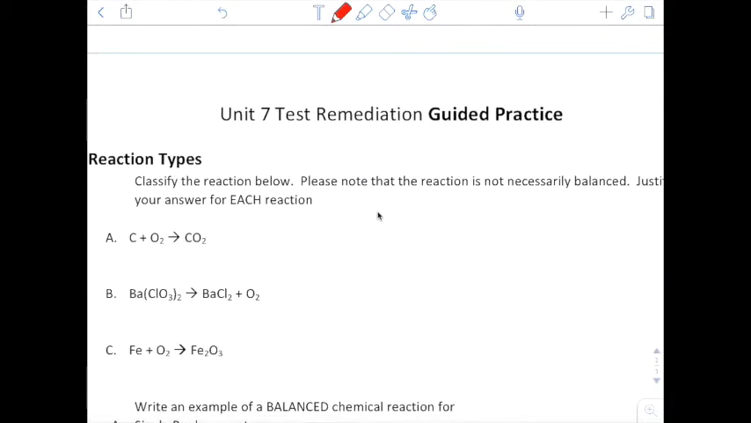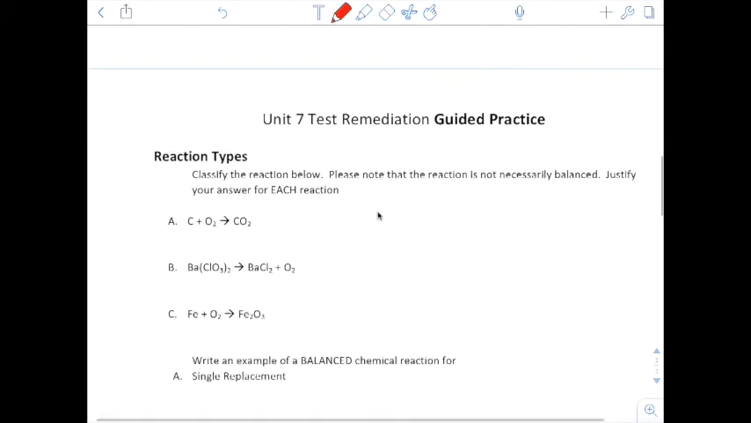Moving on to types of reactions. It says classify the reaction below. Please note that the reaction is not necessarily balanced. Justify your answer for each reaction. So when we look at this, we see that we have 2 things becoming 1 thing.